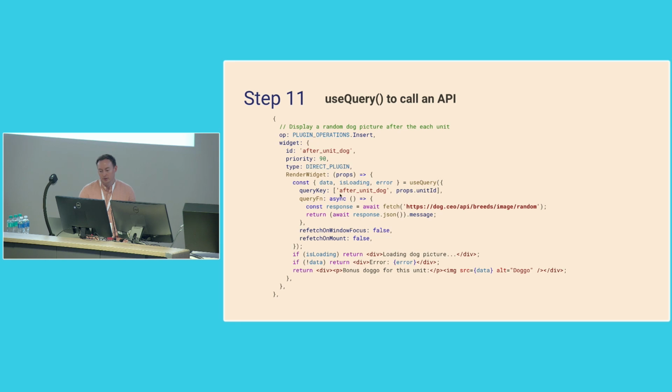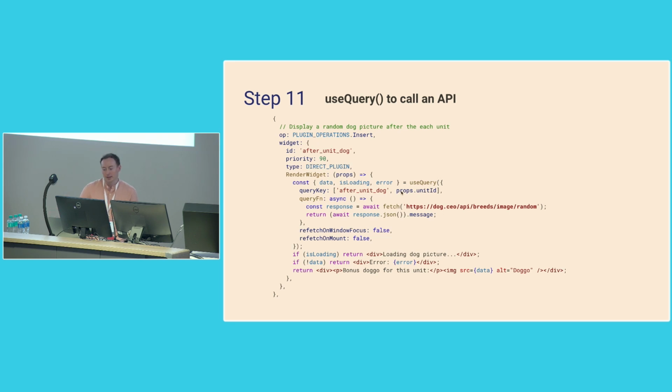The next thing that you need to do is define a query key. And this is how React Query deduplicates different requests. It's an array of strings that uniquely identifies the piece of data that we're fetching from the server. So in this case, if we want a different dog picture to appear on each unit, we have to make sure that the query key includes the unit ID.